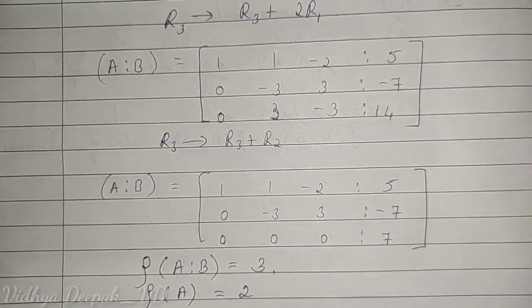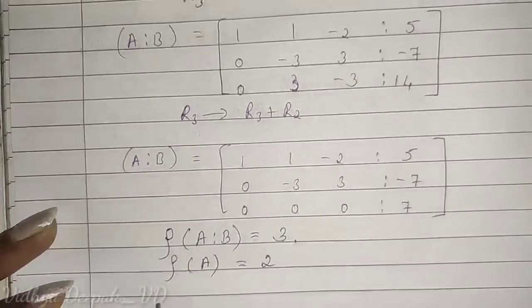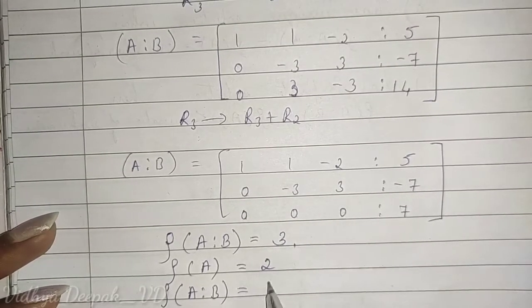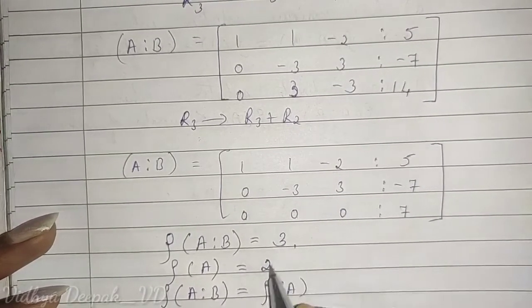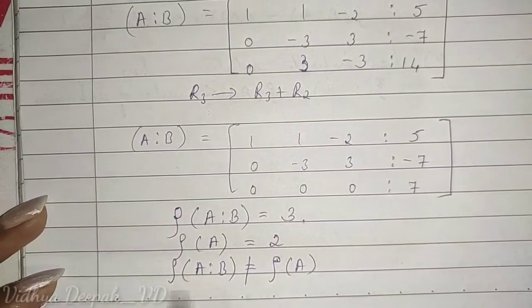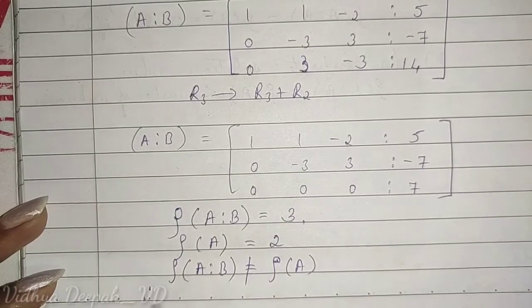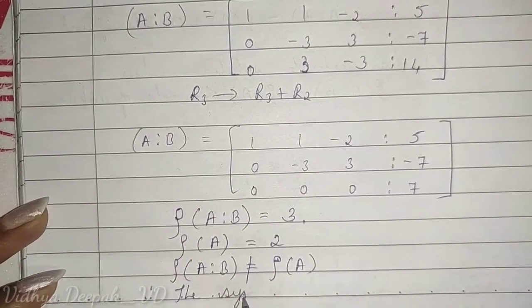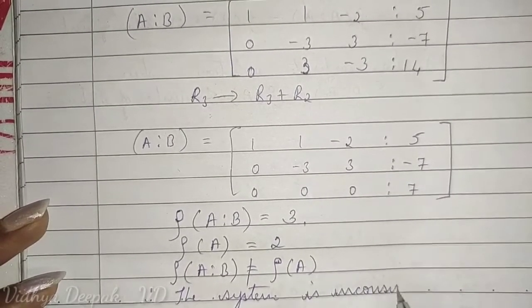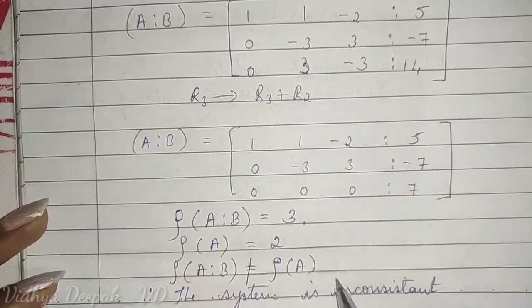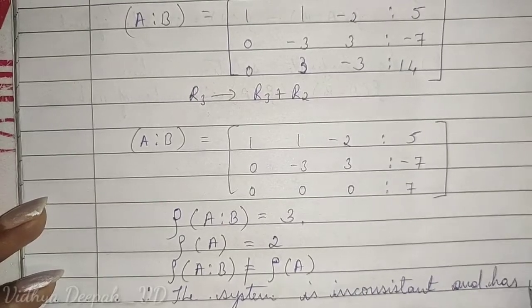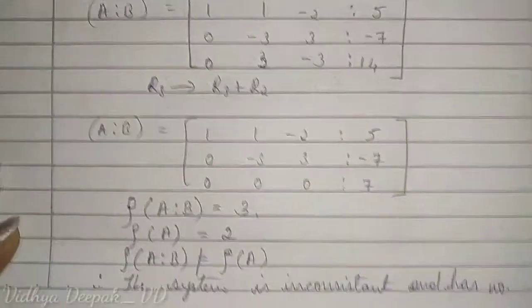Now what is your conclusion? Is the rank of augmented matrix AB equal to the rank of matrix A? 3 is equal to 2? No, so it is not equal. Therefore, since these ranks are not equal, the given system of linear equations is inconsistent. If it is inconsistent, what is your conclusion? It has no solution.